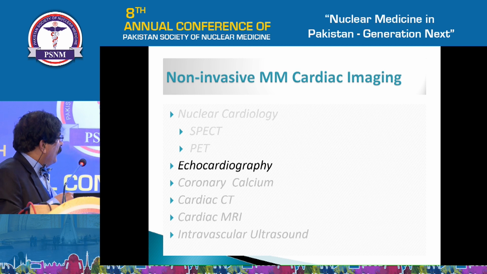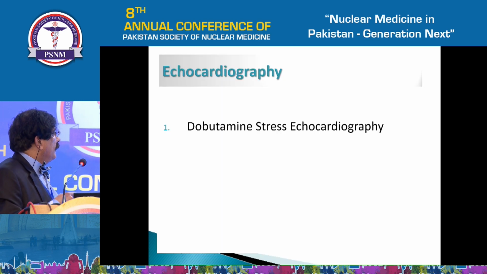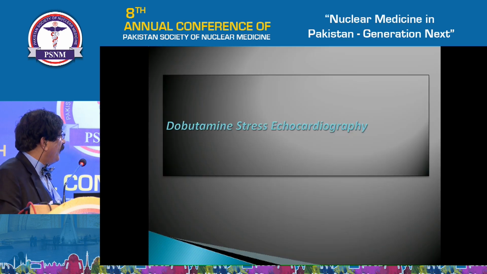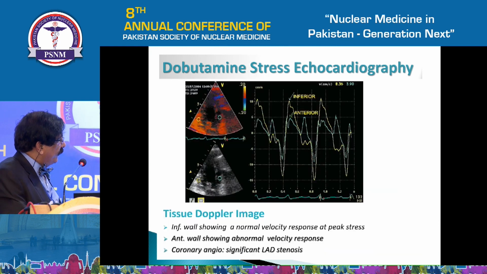Next, we come to echocardiography very quickly. We have dobutamine stress echocardiography and myocardial contrast echocardiography, and this is the left ventricle at different stages of dobutamine stress echocardiography. And here you can see the anterior wall showing abnormal velocity response, which coronary angio shows significant LAD stenosis.